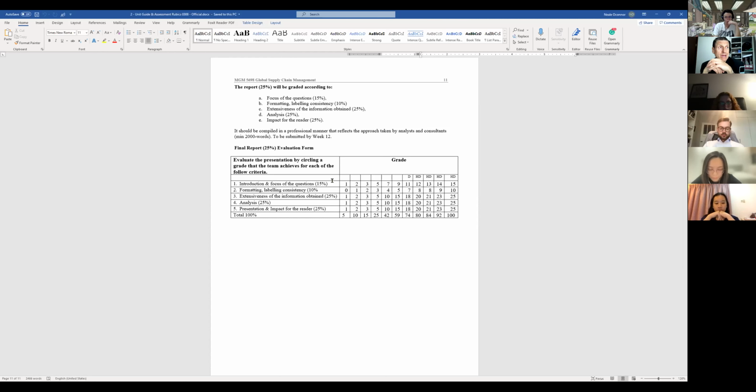Extensiveness of the information obtained. This is where you actually put in the references. If it's internet research, then you need lots more references. You need to make sure that they are indicated in the right way. Analysis, this is where you're looking at the later half of your presentation and you bring it to a crescendo that leads to the conclusions, which is your positives, your negatives, and your surprises. Presentation impact for the reader, which is more overall.